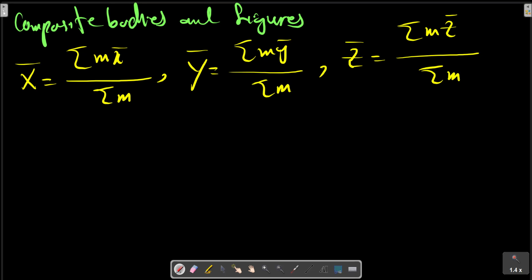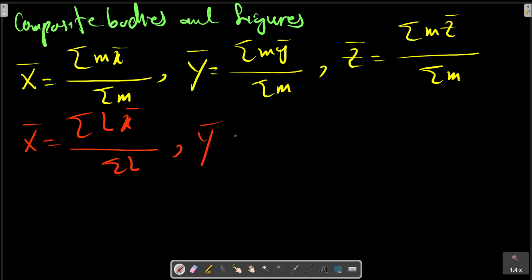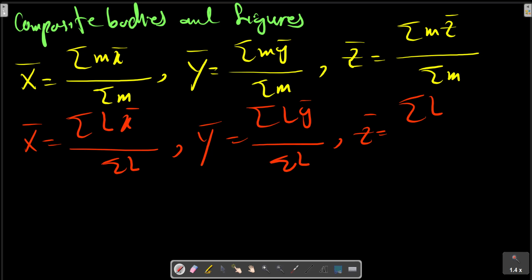Analogous relations hold for composite lines, areas, and volumes, where the m's are replaced by L's, A's, and V's respectively. Now, for lines, we can write this expression: x bar is sigma L x over sigma L, y bar is sigma L y over sigma L, and z bar is sigma L z over sigma L.